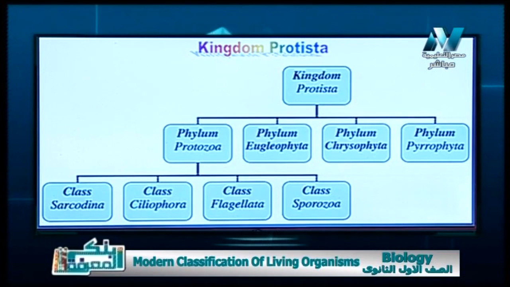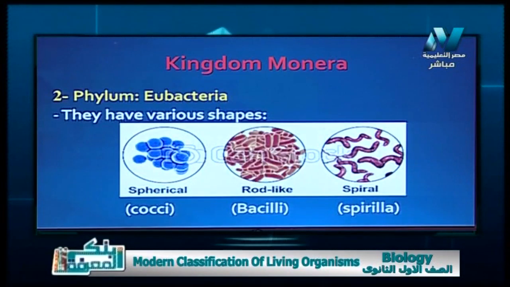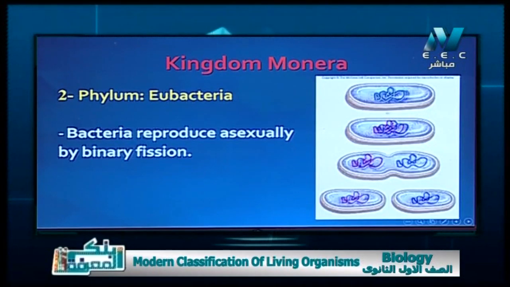We move to the other kingdom, kingdom Protista. Kingdom Protista also includes living organisms with a unicellular body. All of them are unicellular, but more developed than the bacteria. If you go back to this picture, you can notice that bacteria have no structures inside the cell.